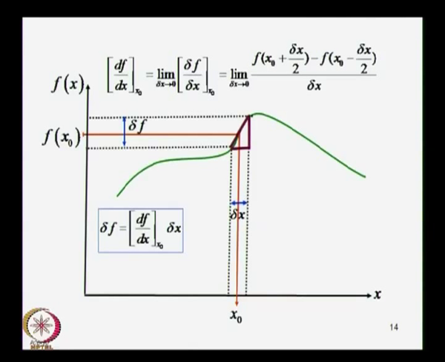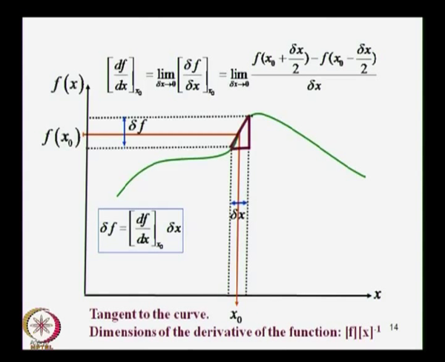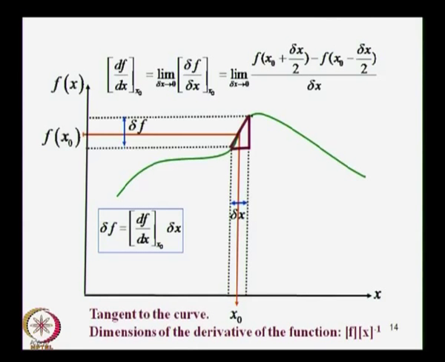So, this is the idea of a derivative. It is a measure of the slope of the function. It is a tangent to the curve, as you can see from this figure from the geometry, and this derivative is of course a quantity which has dimensions, and it will have the dimension of the function divided by the dimension of the independent variable. So, you should always write the dimensions along with the derivative or the tangent to the curve. So, do not ever write it as a dimensionless quantity.